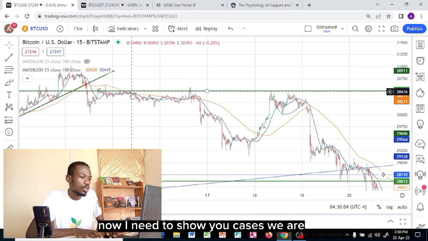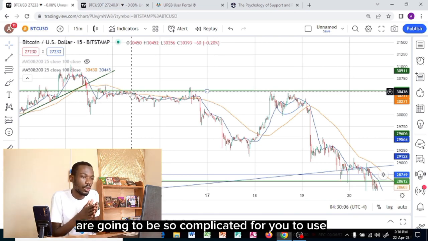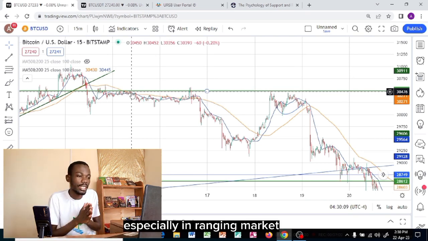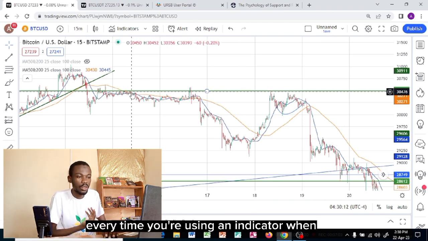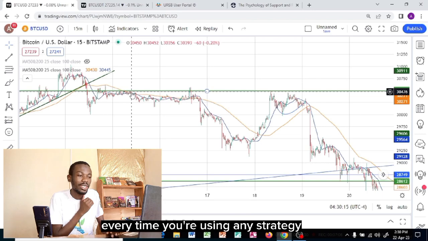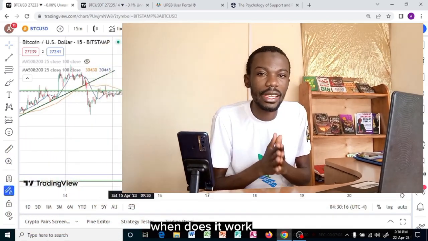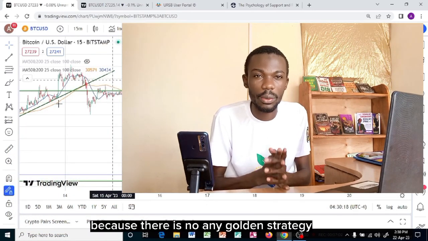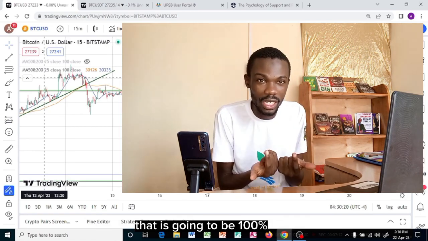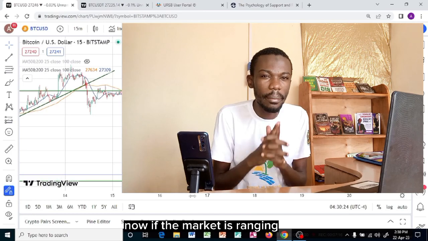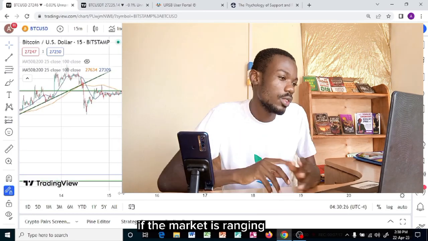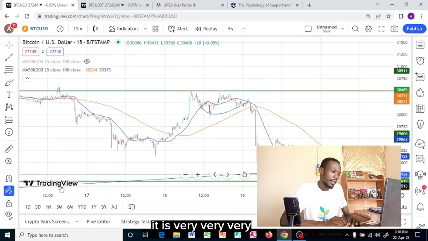Now I need to show you cases where moving averages are going to be complicated for you to use, especially in a ranging market. Every time you're using an indicator or any strategy, you should know when it works best and when it does not work, because there is no golden strategy that is going to be 100%. So for every strategy, you should know when it works. If the market is ranging, it is very challenging.